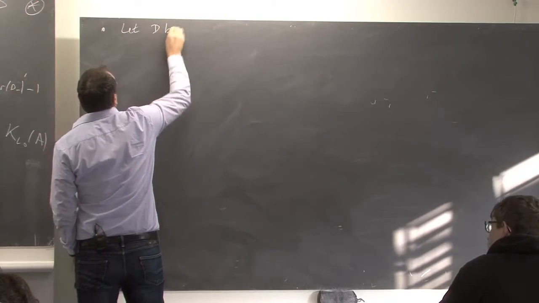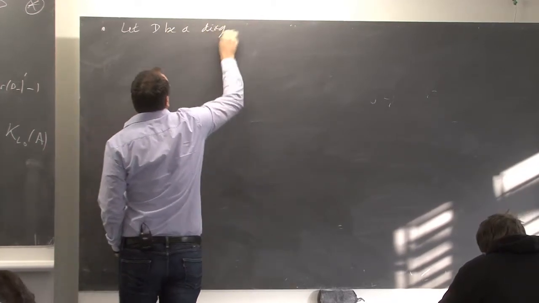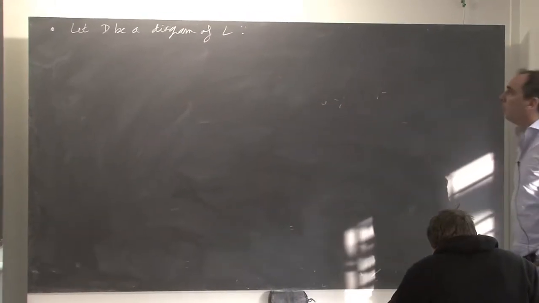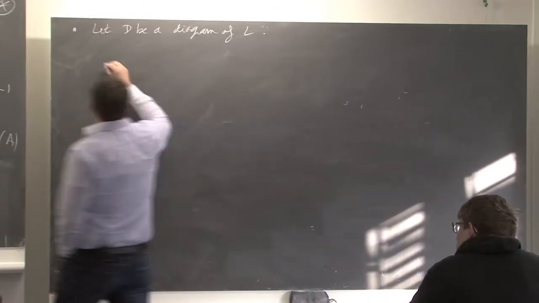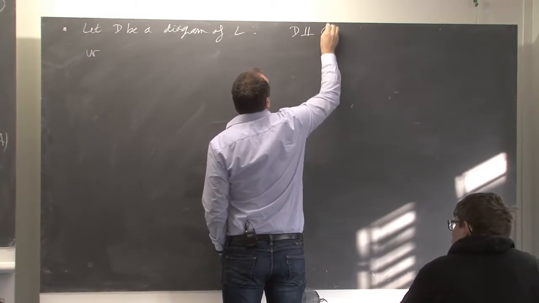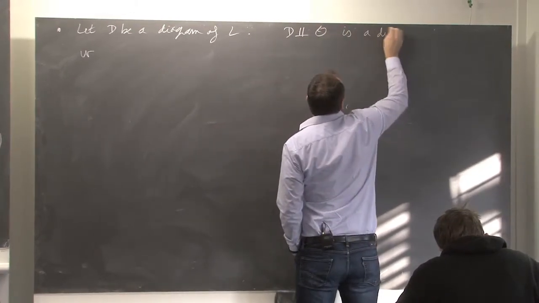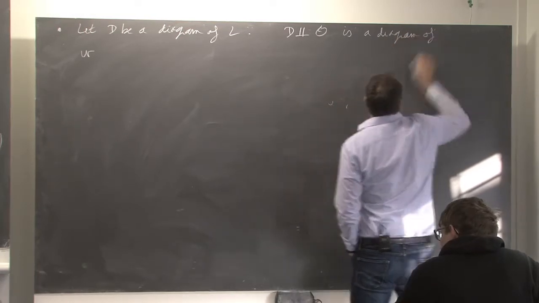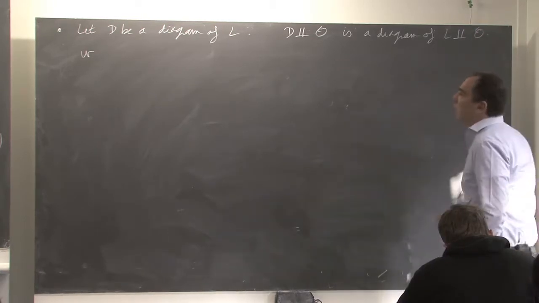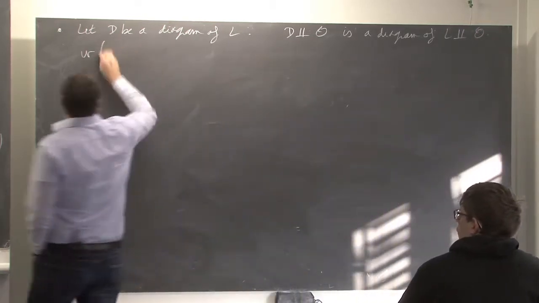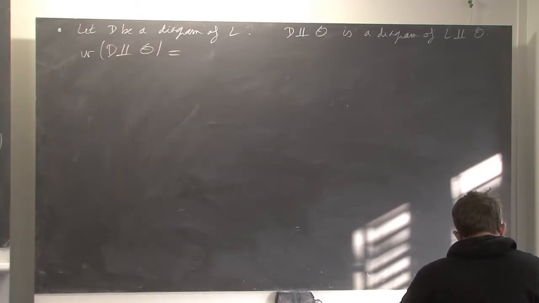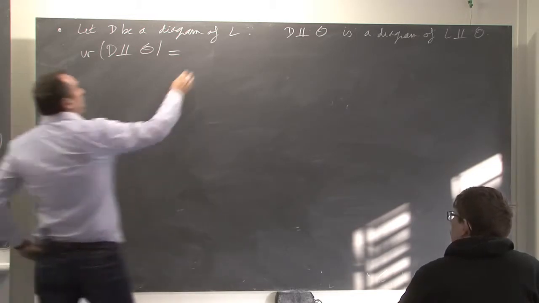Let D be a diagram of L. What is the writhe number? If I add a circle, this is a diagram of the disjoint union of L and the circle. Now, the writhe number of the disjoint union of D and the circle is just the writhe number of D.